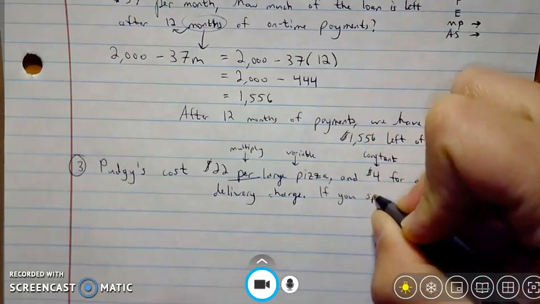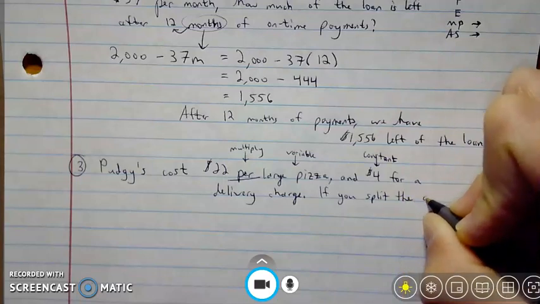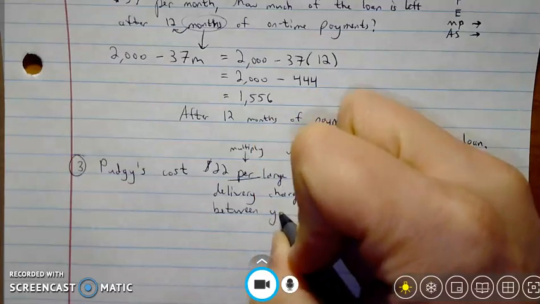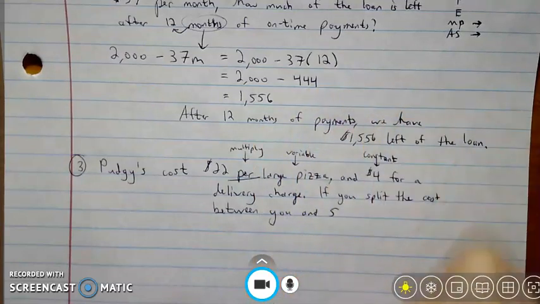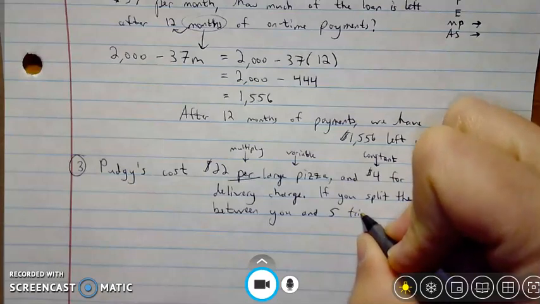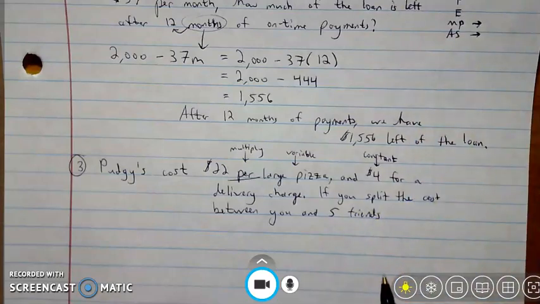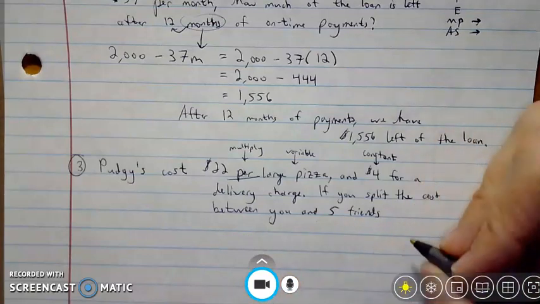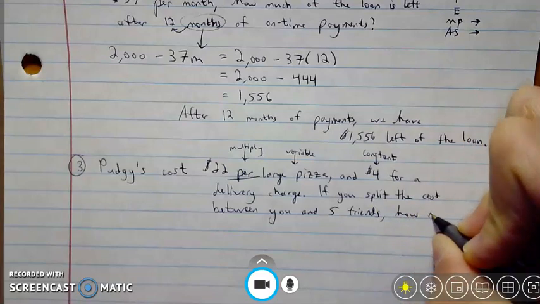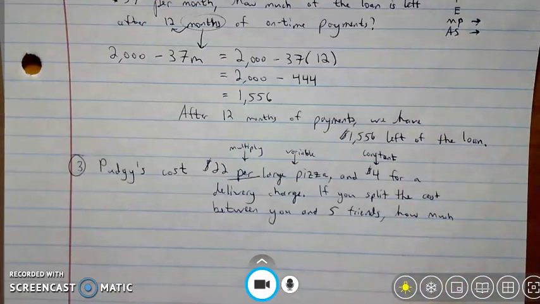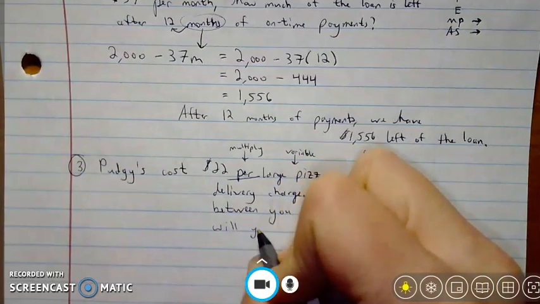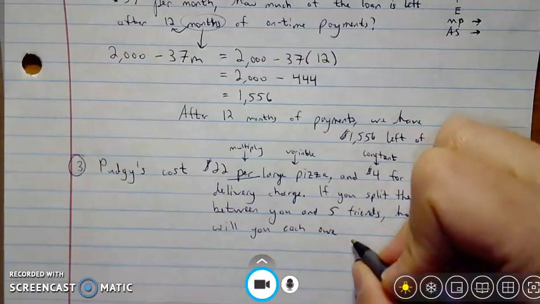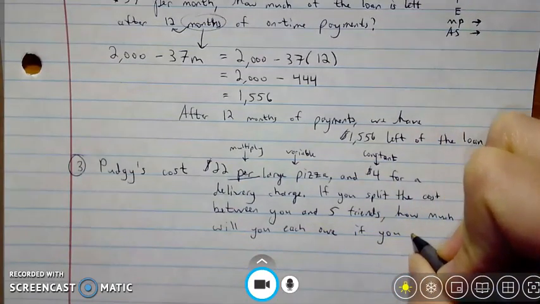So the question here is, if you split the cost between you and 5 friends, how much will you each owe if you order 3 pizzas?